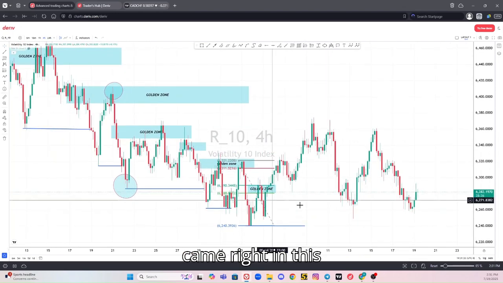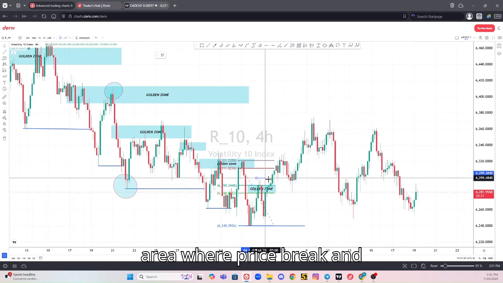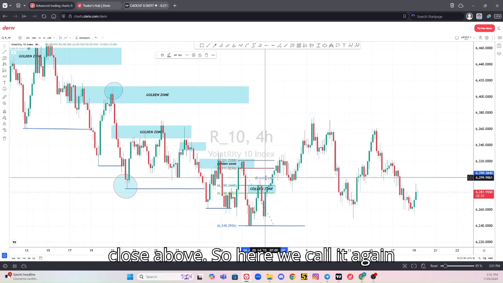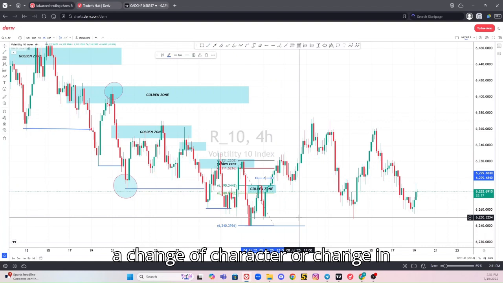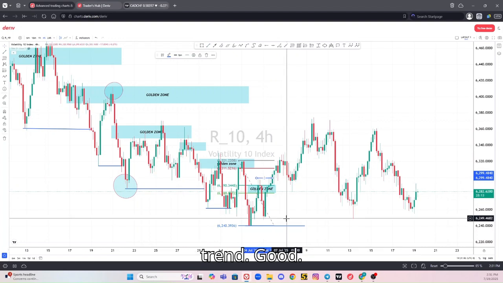And where did our change come? Right in this area where price breaks and closes above. So here we call it again a change of character or change in trend. Good.